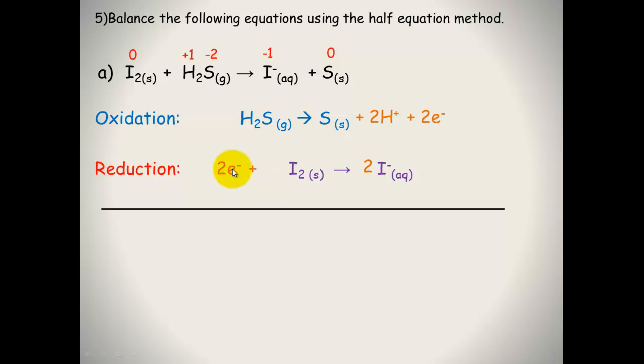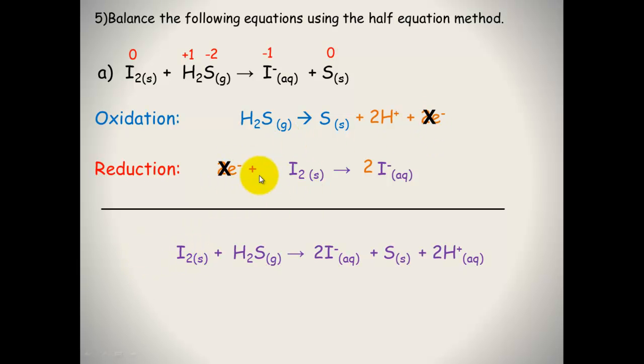Great, so now I've got 2 electrons on this side and 2 negative charge on this side, so that's balanced. So my last step here is to add those equations together. First thing I need to do when I do that is to make sure that the number of electrons are even. This is an easy one because yes, they are even. Otherwise I would have to multiply one of the equations to make those electrons even. So I just add these 2 together now, and I can get rid of those electrons since they balance out.